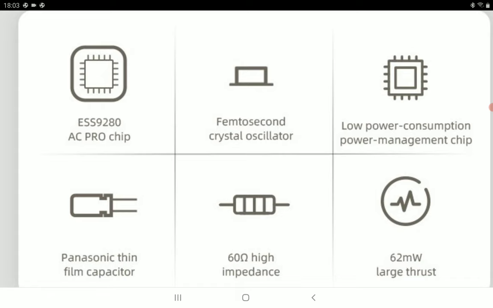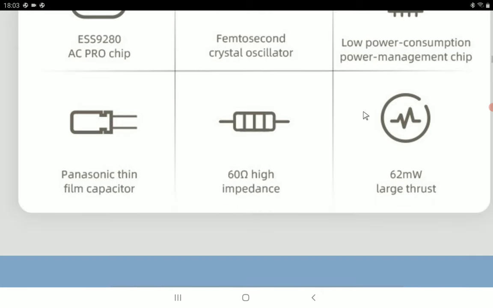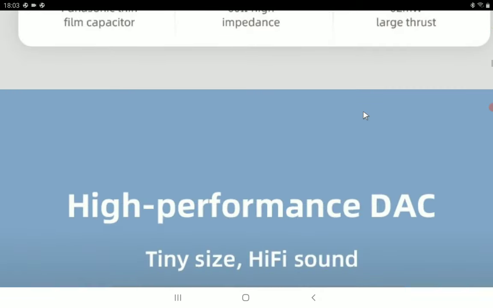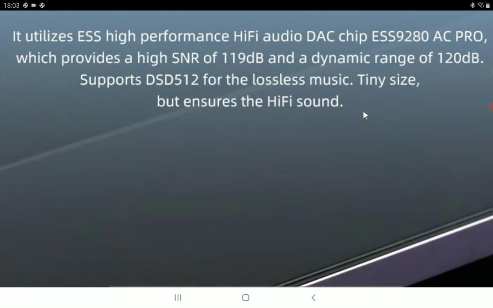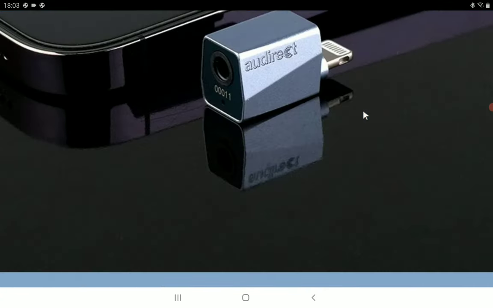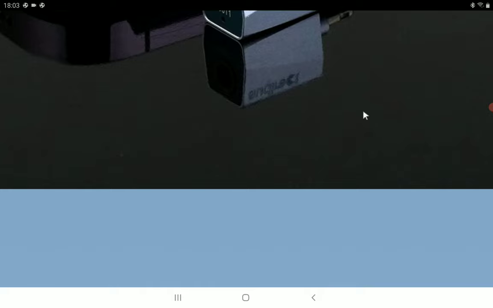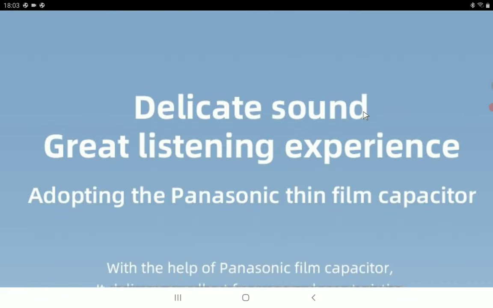It supports DSD 512. It's definitely as good as you would anticipate it to be for the price tag, and it's good overall, and it should be impressive for a lot of people.